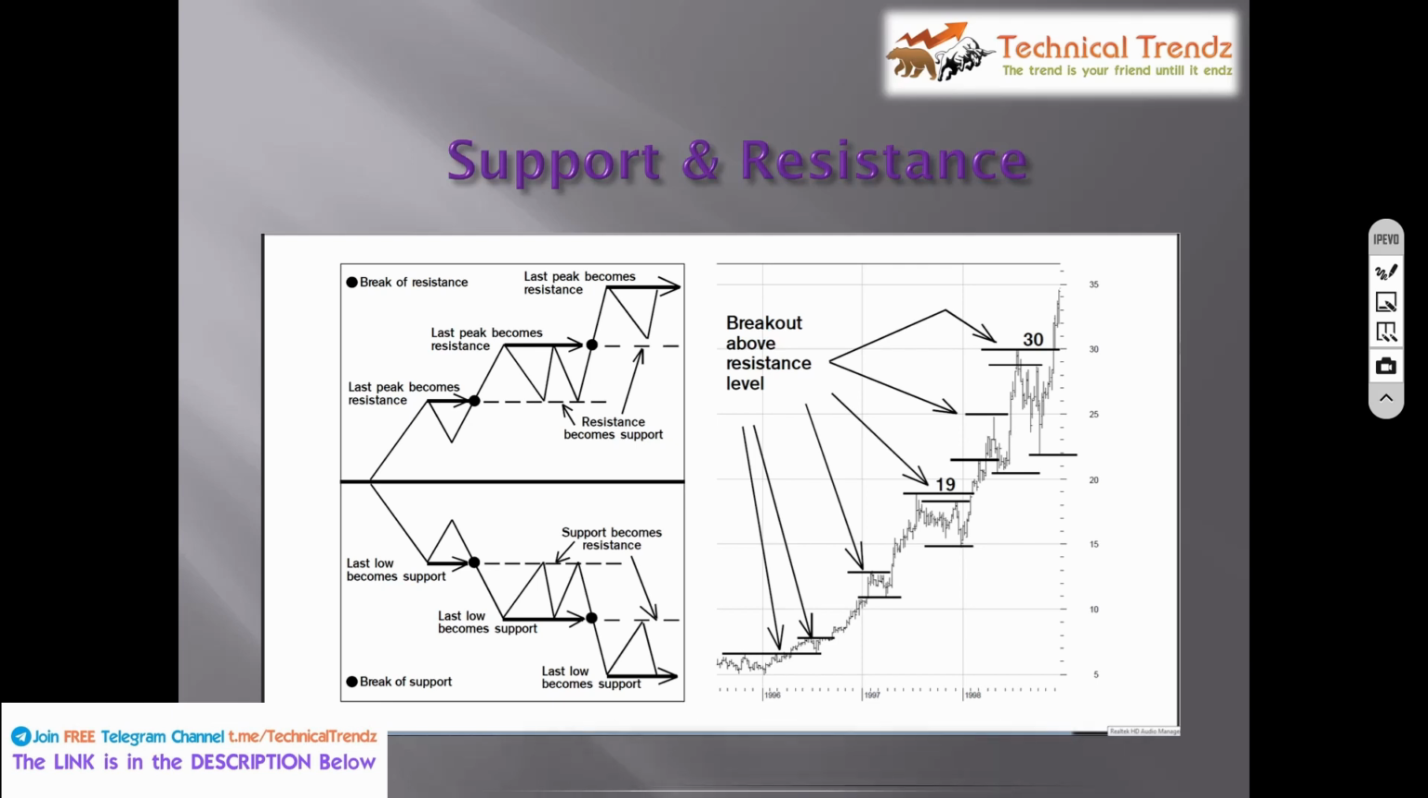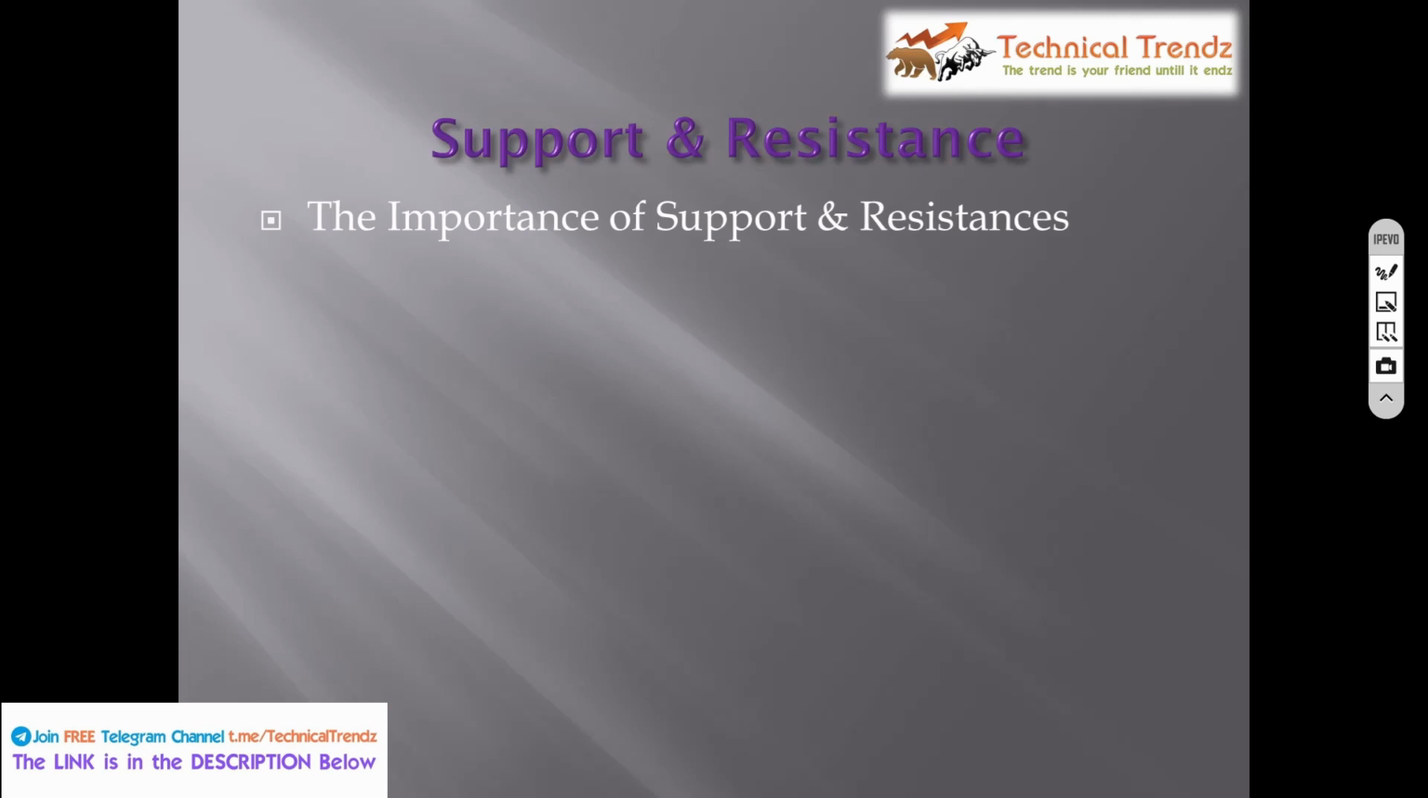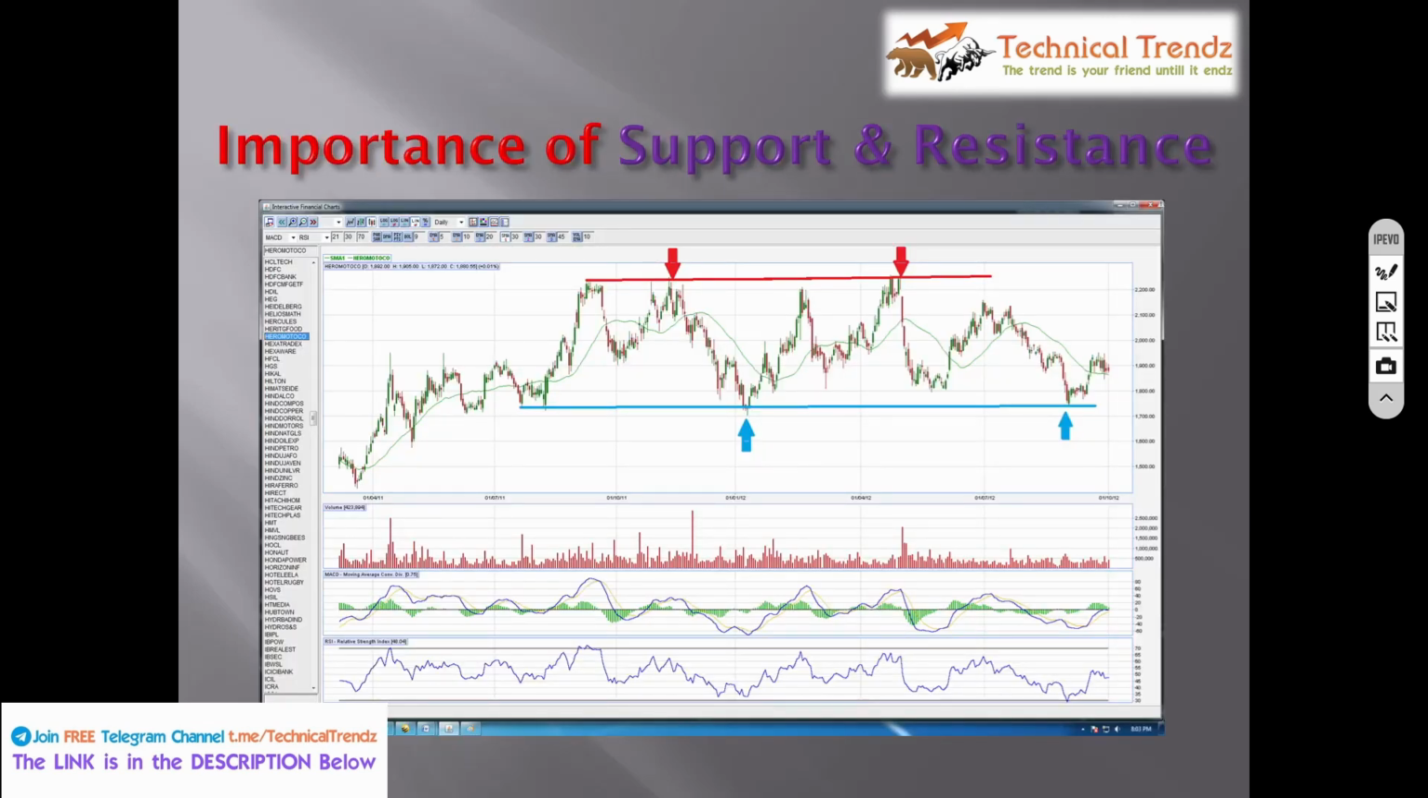Friends, let's get started. The importance of support and resistances. Support and resistance is always an important part of trends because it can be used to make trading decisions and identify when a trend is reversing. Friends, you will often hear technical analysts talk about the ongoing battle between the bulls and bears, or the struggle between buyers and sellers. When there is a demand for a specific security, the buyers will come into the picture, and when there is a supply, the sellers will come into the picture.